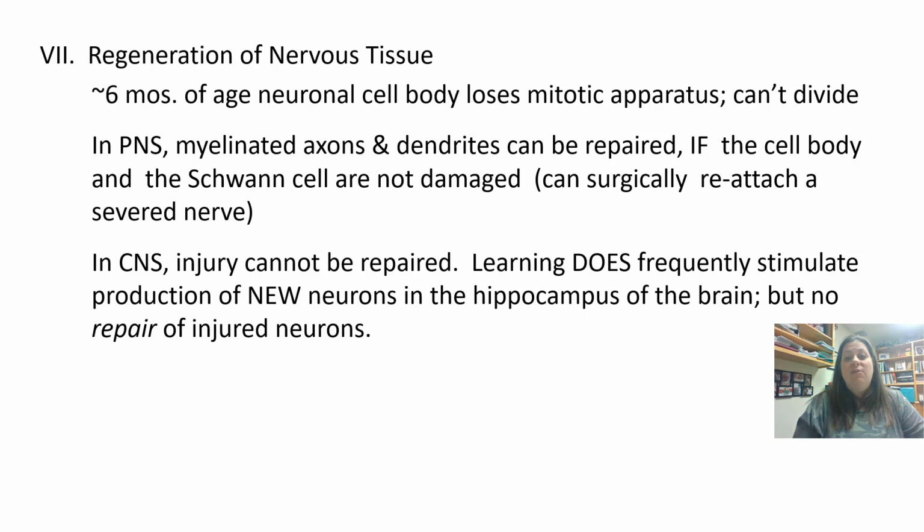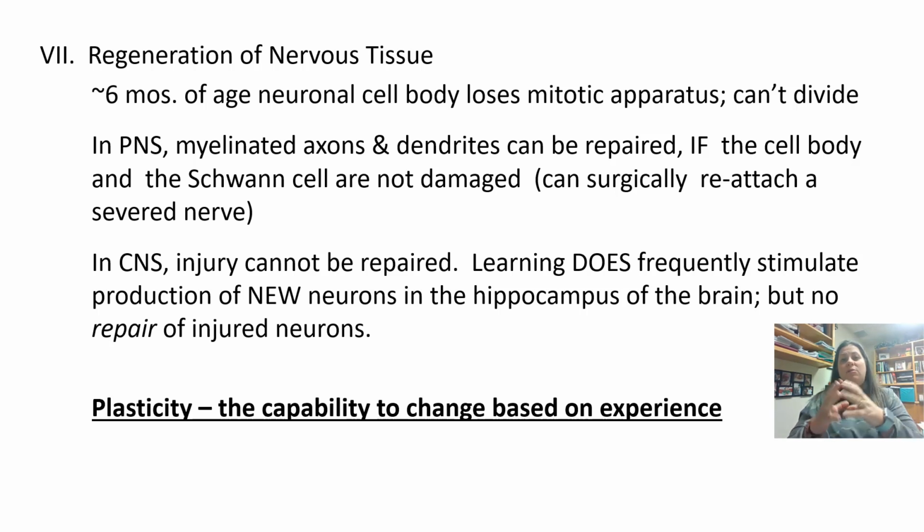Learning does frequently stimulate production of new neurons in what we call the hippocampus of the brain, but no repair of injured neurons can take place. The ability of your brain to reroute, or to actually be able to, when you learn, make new connections or new circuits, is called plasticity. It's the capability of your brain to change based on experience and learning.